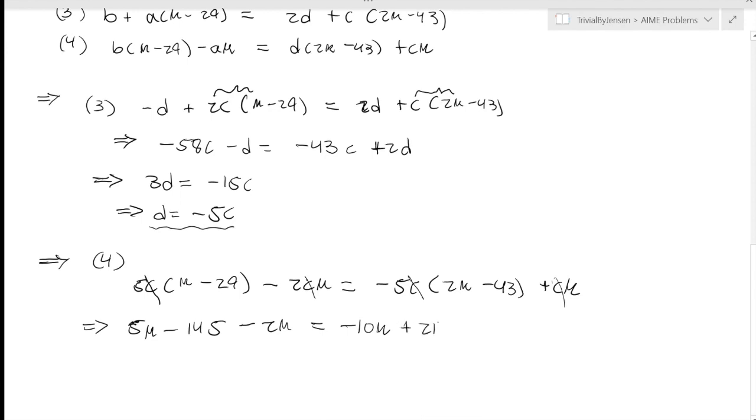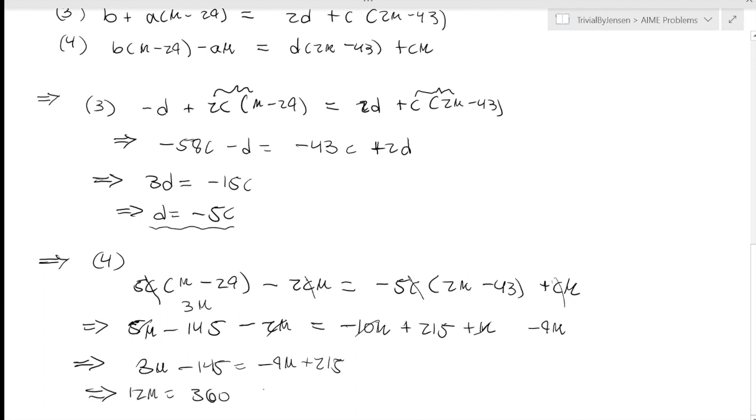plus 215 plus k. So then over here, negative 10k and k turns into negative 9k. Over here we have 3k, so we have 3k minus 145 equals negative 9k plus 215. Solve that down, we get 12k equals 360, so k must be equal to 30. And that's it.